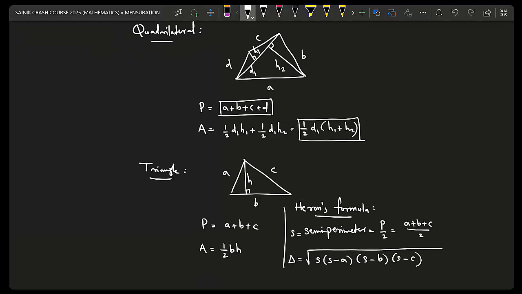Sir, why is that formula used? To find the area of the triangle when the height is not given and only all three sides A, B, C are given, we can find the area of the triangle using this formula. Sir, we can also find the height and use the formula half into base into height. But we cannot find the height if we don't have any clues with the sides, right? Then without finding the height also, we can find the area using Heron's formula. Okay, sir.